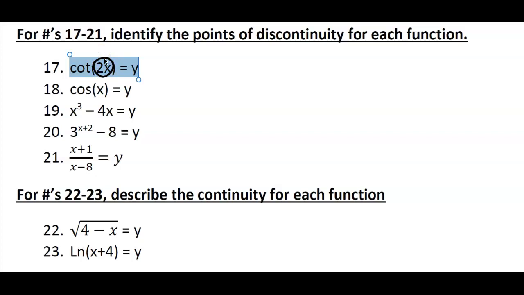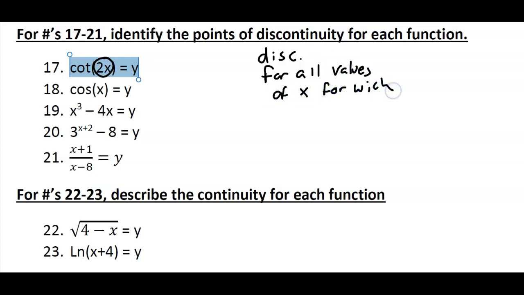So here's my a of x. So it's discontinuous for all x for which 2x is equal to n times pi. And all we have to do at this point is just divide both sides by 2 and specify that n represents any integer.